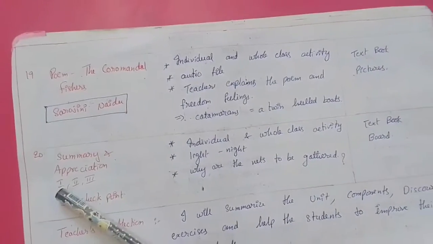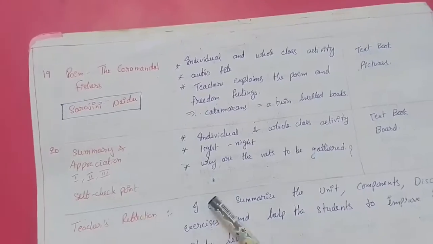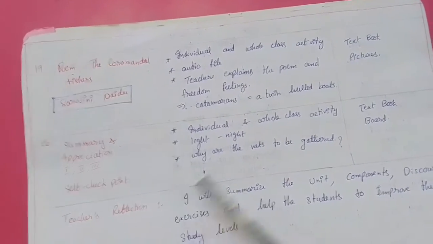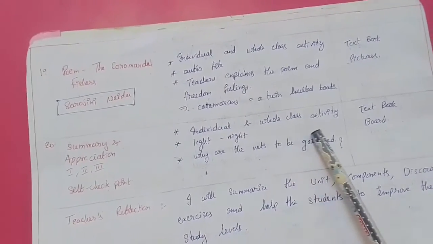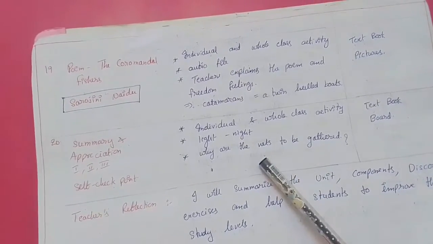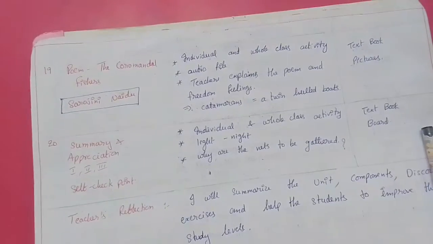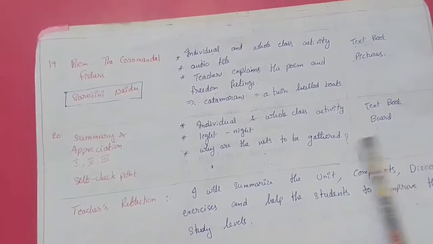And in the 20th period, we discuss the grammar and appreciation. Here is the self-check point by the students. It's an individual and whole class activity. They learn the rhyming words like light, night, etc. They learn the questions, why are the nuts to be gathered? We use textbook and board as TLM.